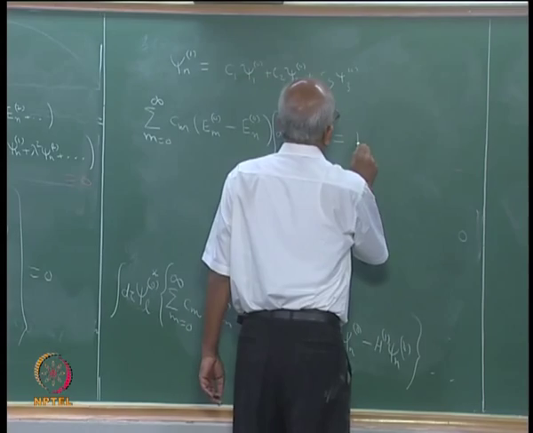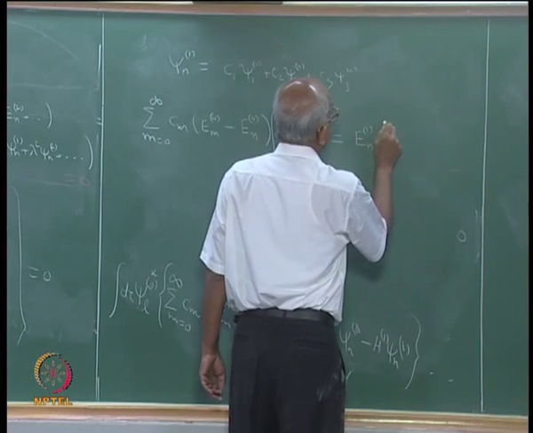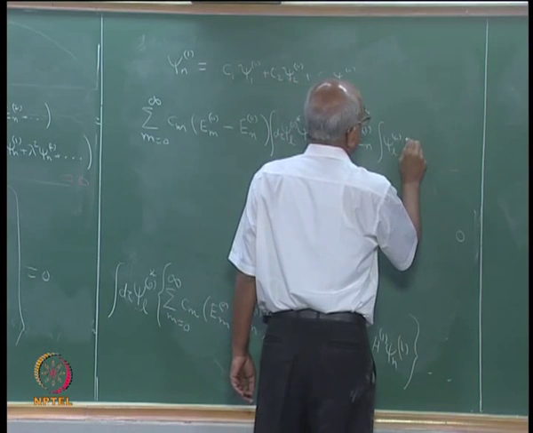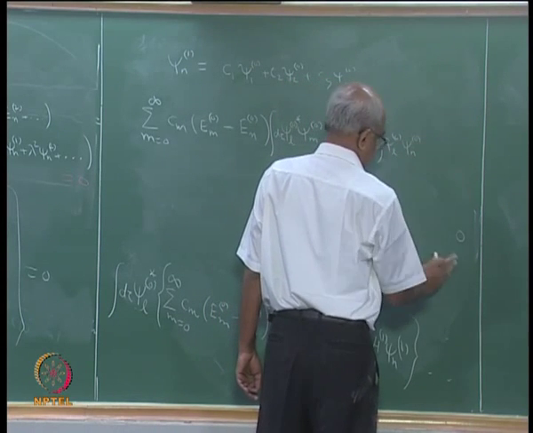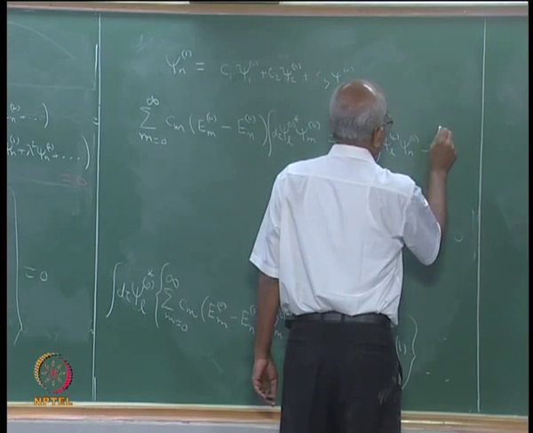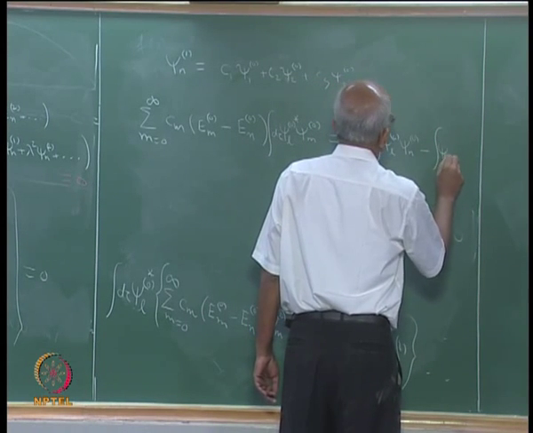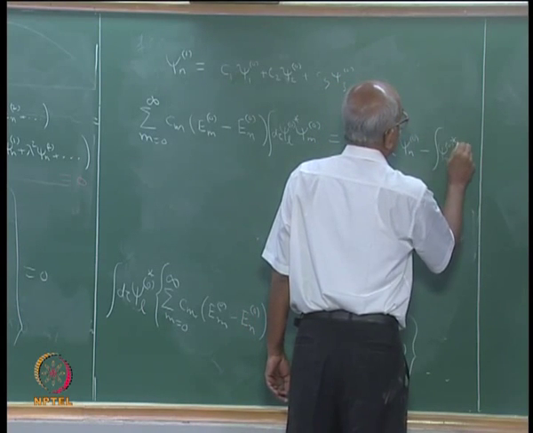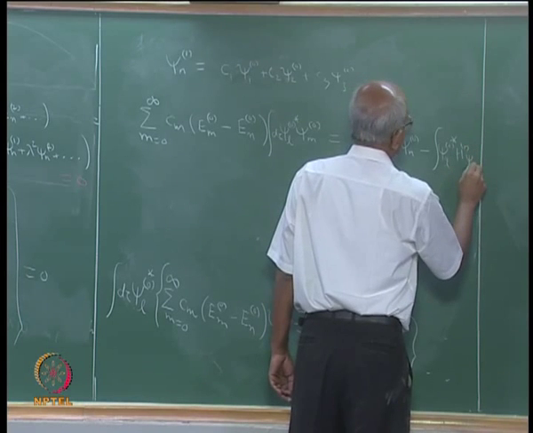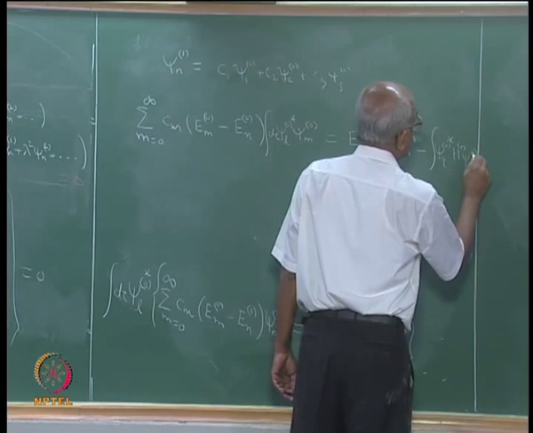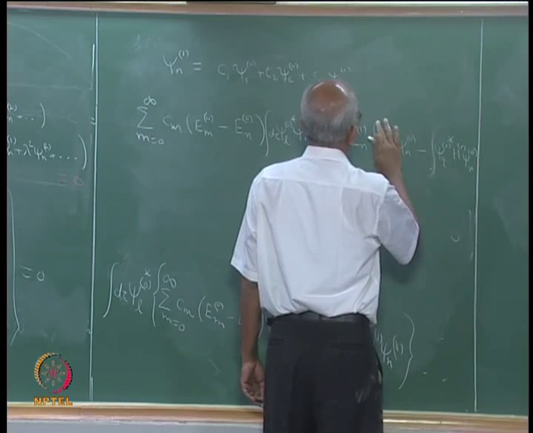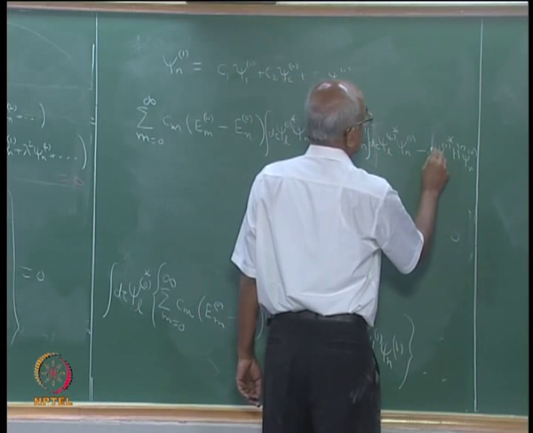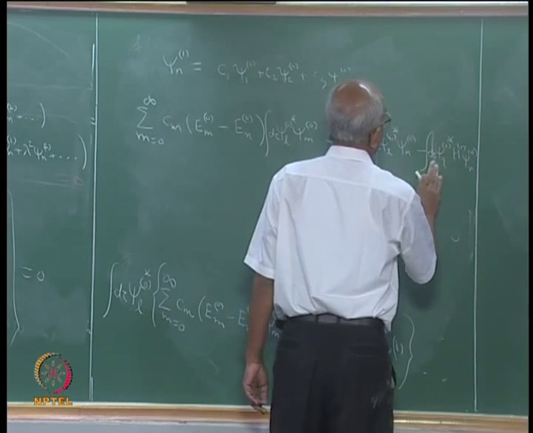And on the right hand side you are going to get E n 1 integral psi L 0 star psi n 0 d tau, minus integral psi L 0 star H 1 psi n 0. I have to put in my d tau somewhere. So, d tau. So, this is what will happen.